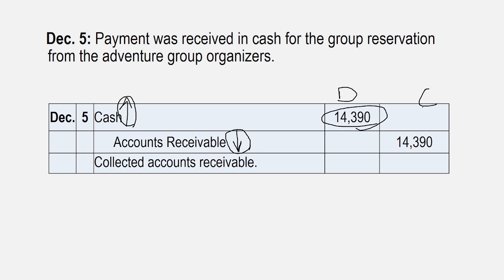As you know, both these accounts belong to the assets, but in the first one, cash, an increase takes place, so it is a debit. In the second, accounts receivable, a decrease takes place, so it becomes a credit. Both of them are for the same amount, $14,390.